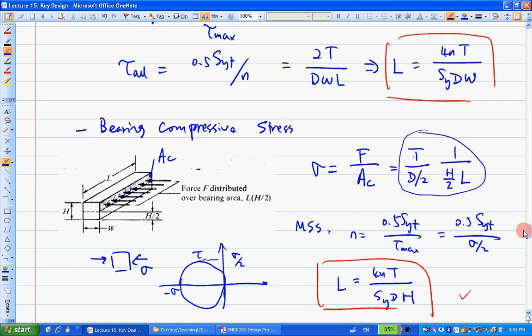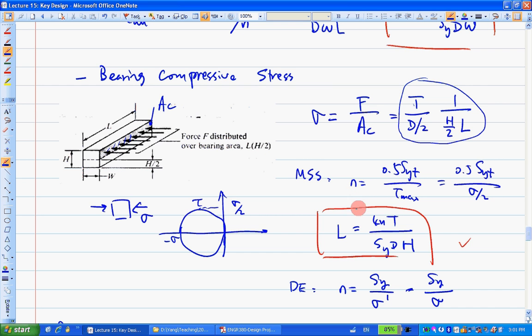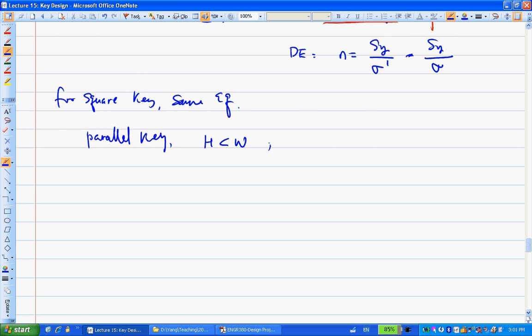So in other words, which L would you choose? You just have to choose the longer L. In this case, if this is a parallel key, when you do the design you really just have to use this one only. All right, so that's basically the design process.